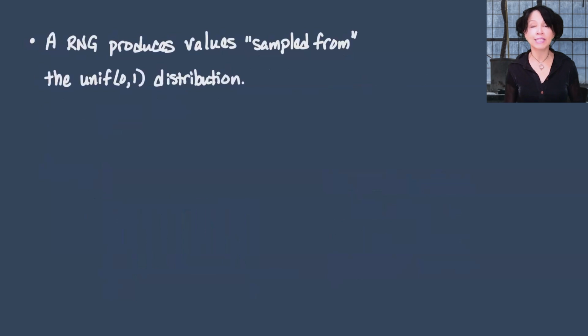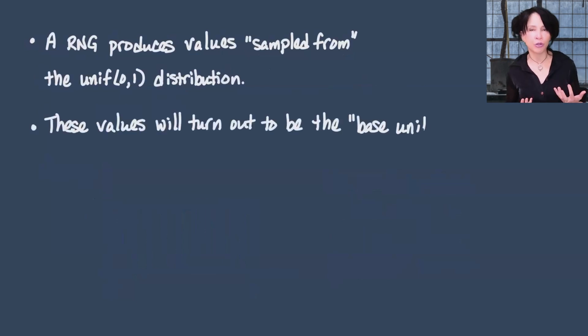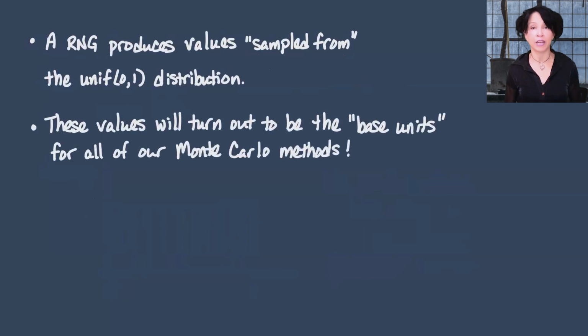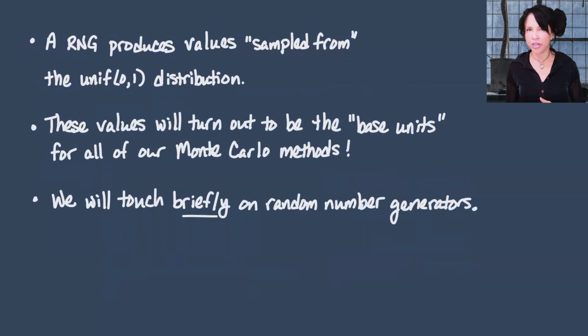So a random number generator produces values sampled from the uniform 0-1 distribution. And these values are going to turn out to be the base units or building blocks for all of our Monte Carlo methods. I'm going to touch briefly today and maybe in our next class on random number generators that are built into software, but I'm not going to spend very much time on it at all.